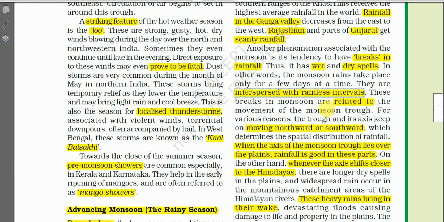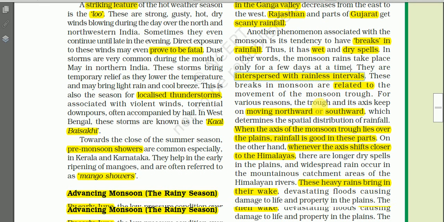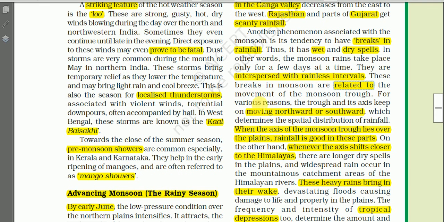Remember, when the monsoon wind arrives, there will be continuous heavy rainfall for about a week. Then after that, the rainfall may stop for another week. And this period without rainfall is known as a break in the rainfall or dry spell. These breaks in the monsoon are related to the movement of the monsoon trough. So breaks in the monsoon are related to the movement of the ITCZ.